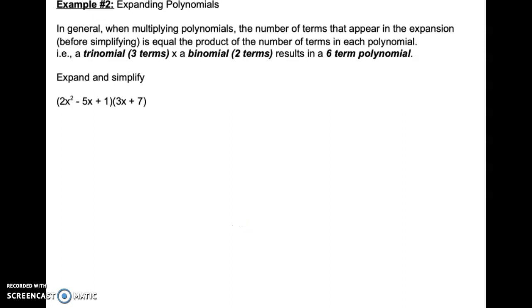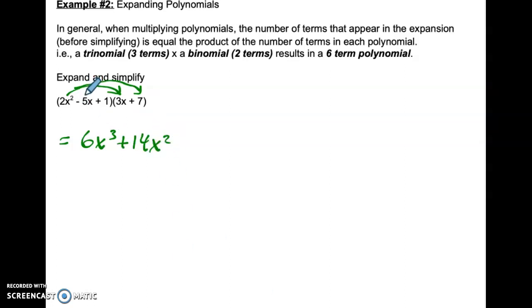Okay, so here's our next one. This time we have a trinomial times a binomial. But it's the exact same process. All you're going to do is you're going to take every term from our trinomial and multiply it by each term from the binomial. So 2x squared times 3x would be 6x cubed. 2x squared times 7 would be 14x squared.